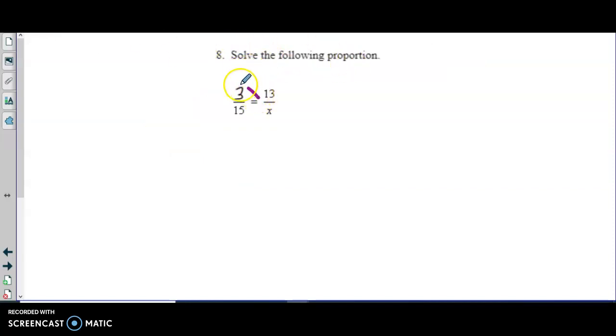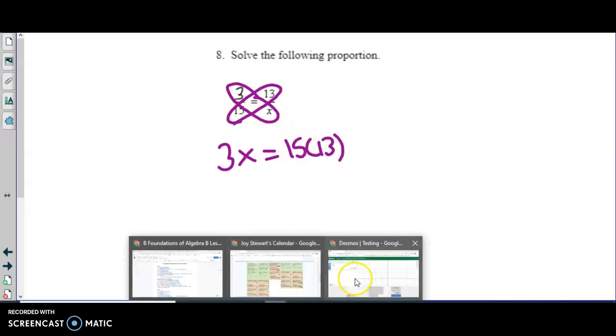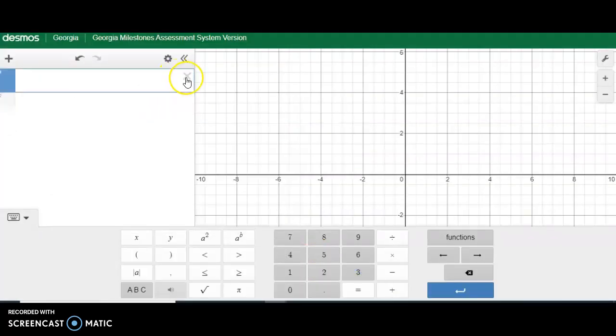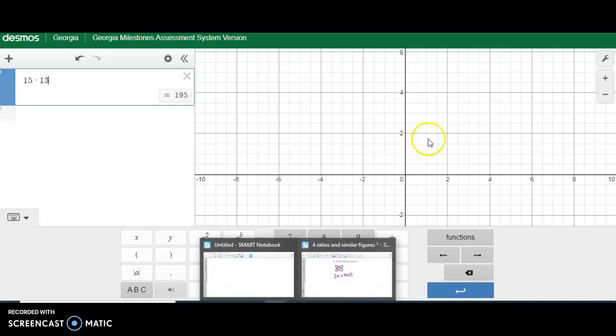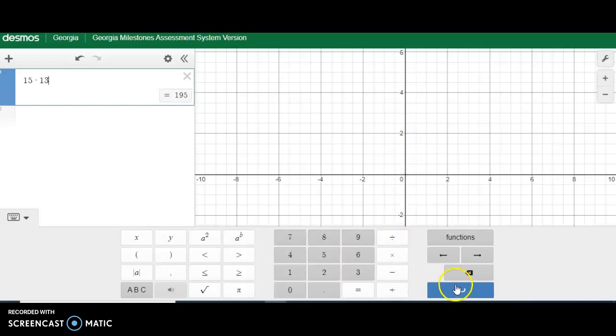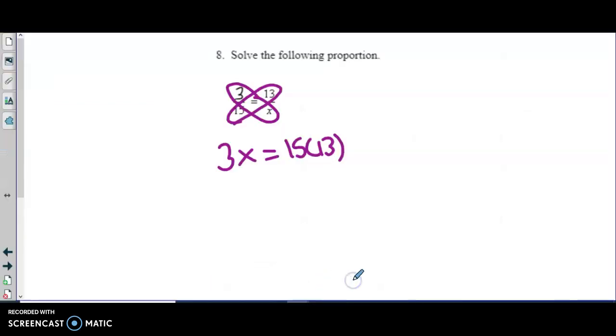Solve the following proportion. All right, since it's a proportion, we know we can cross multiply. 3 times x equals 15 times 13. So let's go type in 15 times 13 is 195. And then we're going to divide that by 3. And that is 65. Oh, I should have done each step. I'm sorry. So 3x equals 195.